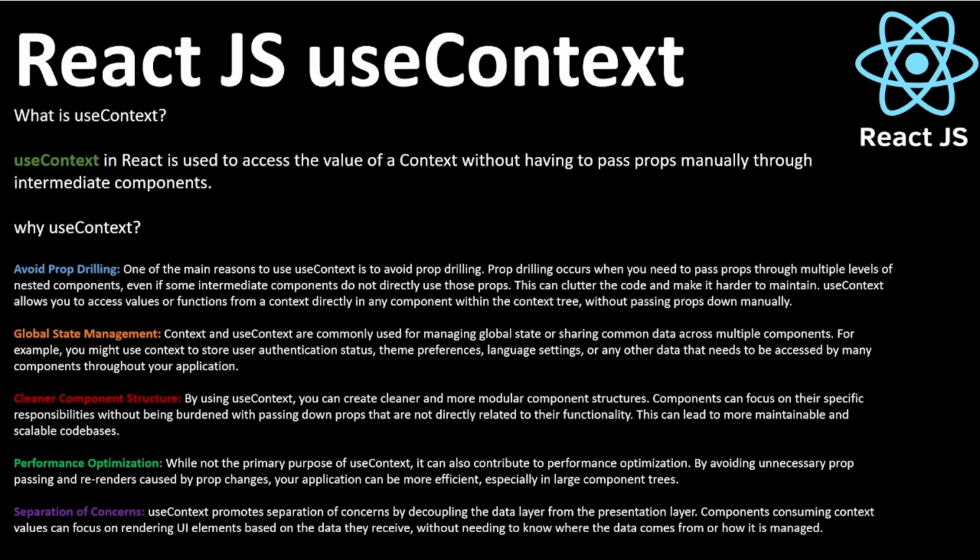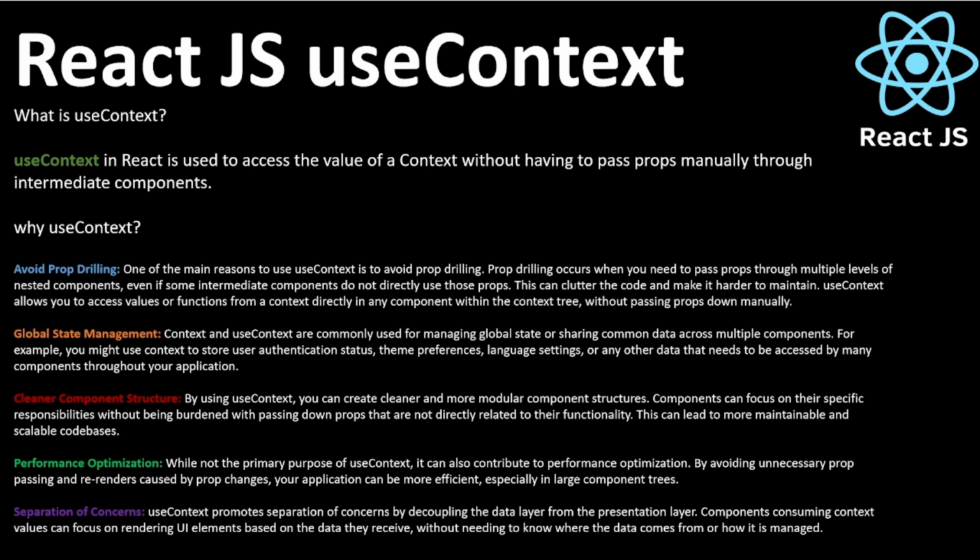Next is the performance optimization, guys. While not the primary purpose of use context, it can also contribute to performance optimization by avoiding unnecessary prop passing and re-renders caused by prop changes. Your application can be more efficient, especially in large component trees. Next is the separation of concerns, guys. Use context promotes the separation of concerns by decoupling the data layer from the presentation layer. Components consuming context values can focus on rendering UI elements based on the data they receive without needing to know where the data comes from or how it is managed.